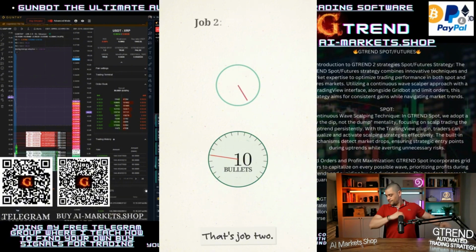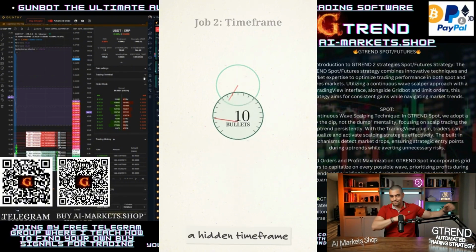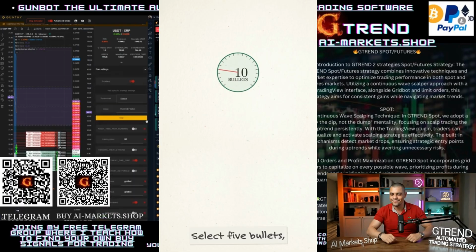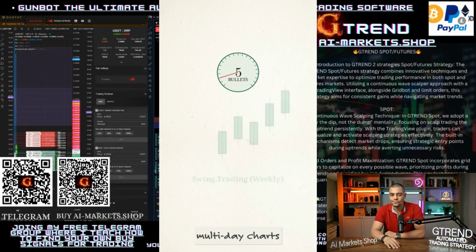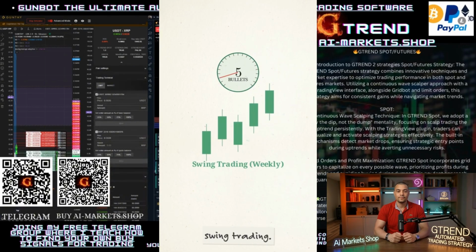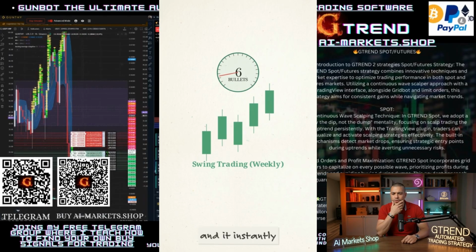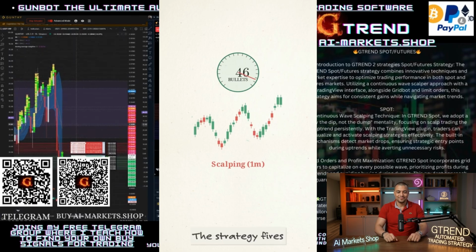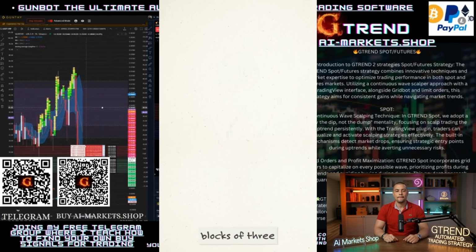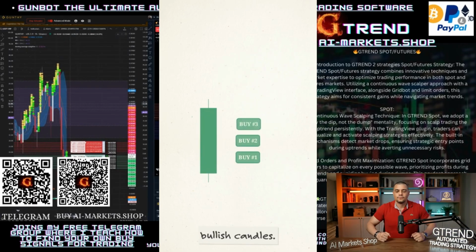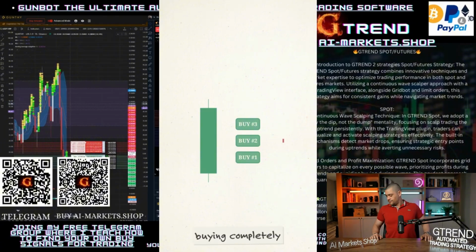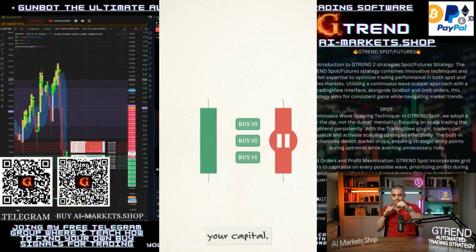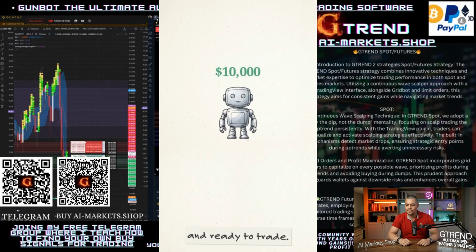That's job 2. The dial is actually a hidden timeframe selector. Select 5 bullets, and it locks into slow, multi-day charts for patient swing trading. Crank it to 46, and it instantly shifts to 1-minute candles for rapid scalping. The strategy fires these bullets in blocks of 3 during green, bullish candles. But if the trend flips red, buying completely pauses to protect your capital. It's fully automated and ready to trade.